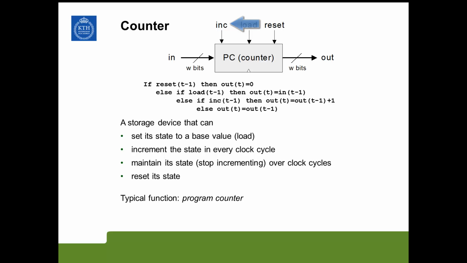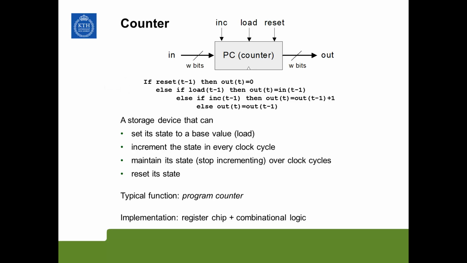For instance, if we first reset and then continuously keep increment true, then we will see that the program counter will count 0, 1, 2, 3, and so forth until it wraps around and starts from 0 again. This is the definition of it, and when building this chip it's important to consider the precedence of the control signals, because more control signals can be true at the same time. This chip can be implemented by a 16-bit register chip plus some combinational logic that you can easily work out.